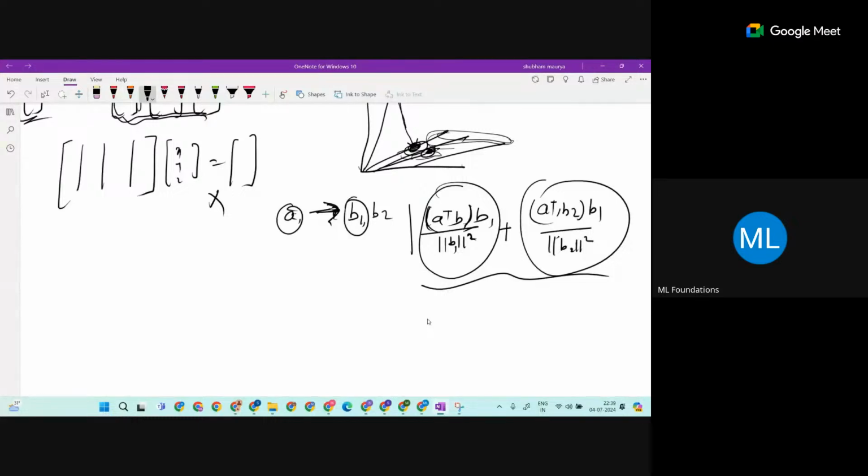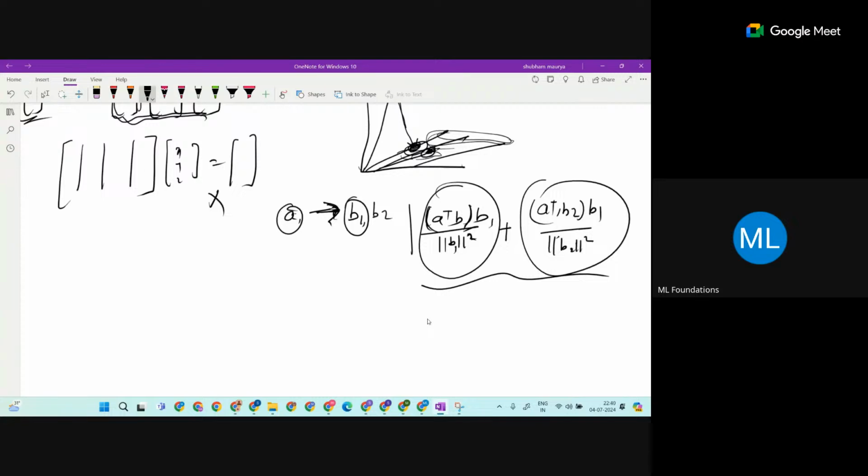If more vectors are there, say 2 vectors or 3 vectors, if they are basis vectors, you need to do the projection on each and then add them. If you have 2 vectors, project them separately. That's the meaning here.